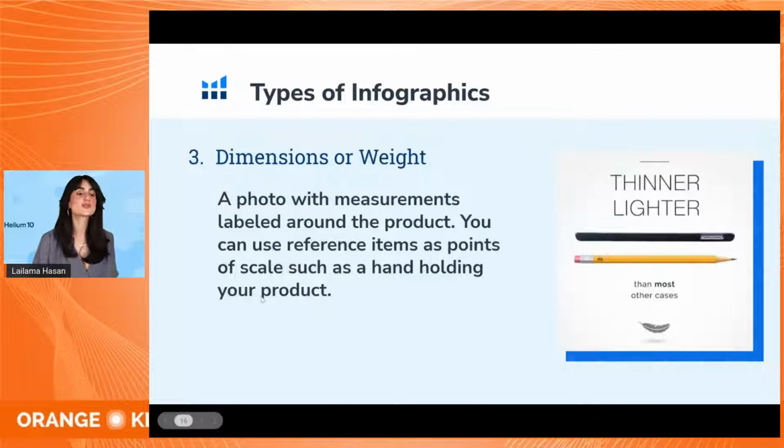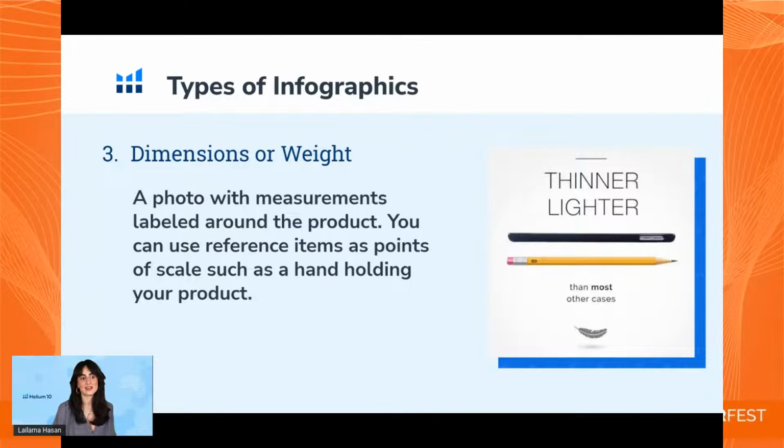Okay, and the next one is a dimensions or weights infographic. This is just a photo with measurements labeled around the product. But you can always use a reference item as a point of scale, such as holding your product with your hand, just to demonstrate what the scale of this product is, how big or small it's going to be.